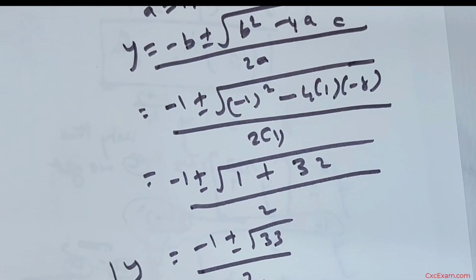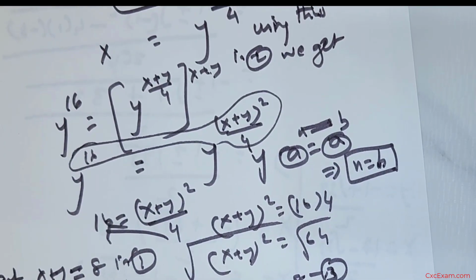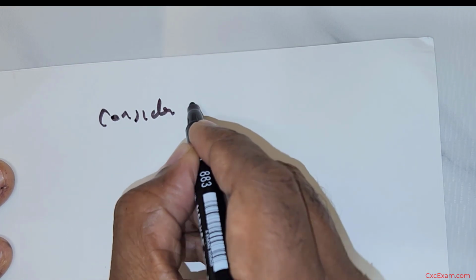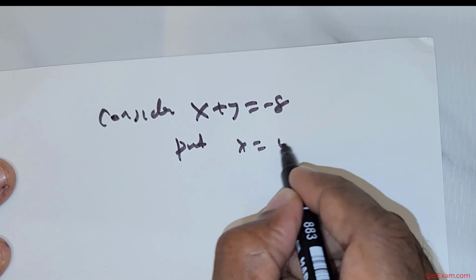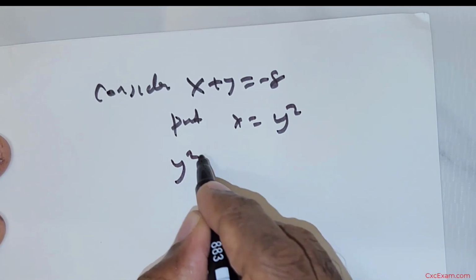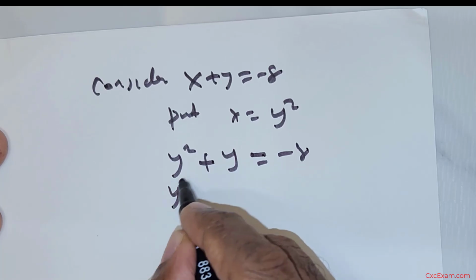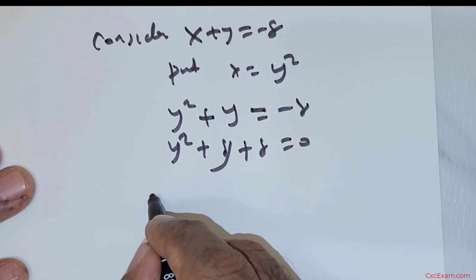But we only considered x + y = 8. See, there are two systems here, x + y = 8 and x + y = -8. So consider x + y = -8, put x = y². So you get y² + y = -8. So y² + y + 8 = 0.